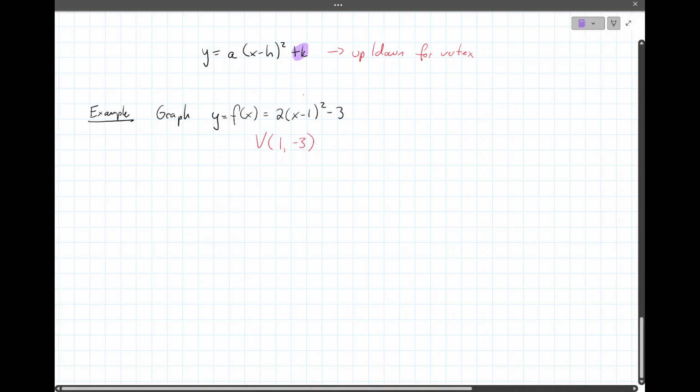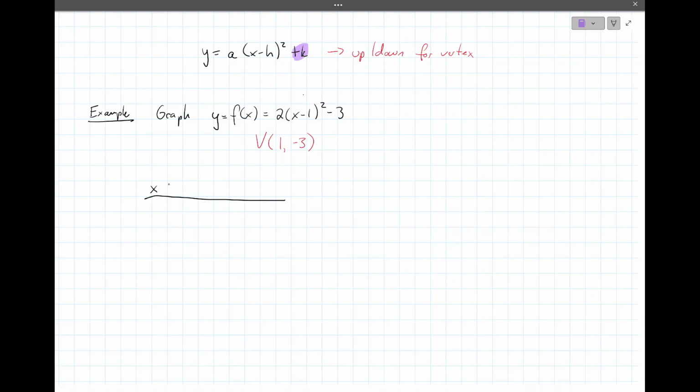So I know I'm going to start my table values at 1. That's going to be the middle of my table values. So 1, 0, negative 1, negative 2, 2, 3, 4, and then this will be f of x. So 1 will give negative 3 there. Let's do 2. 2 minus 1 is 1. 1 squared is 1 times 2 is 2. Minus 3, negative 1. Good.